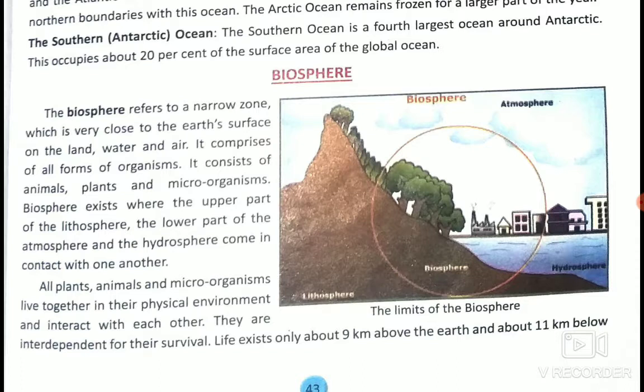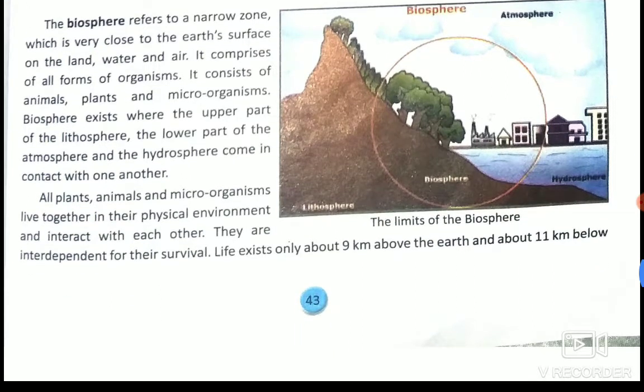Why is it called the sphere of life? Why is life possible here? Because all the three spheres, that is lithosphere, atmosphere, and hydrosphere, are present, and where these three elements are present, there only life is possible. So it is a narrow zone very close to the earth's surface, on the land, water, and air.